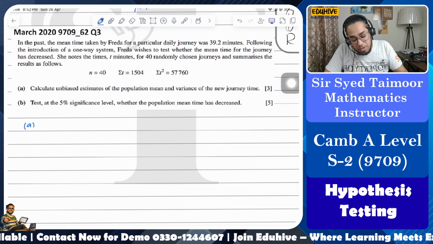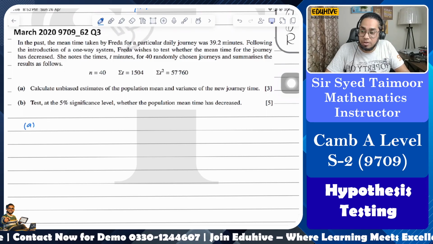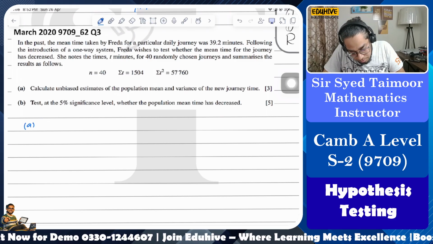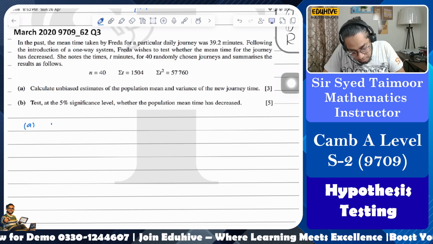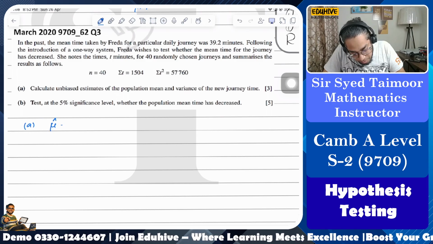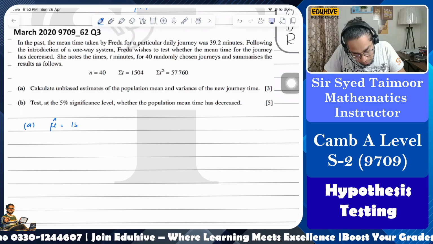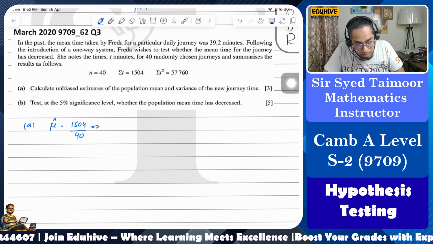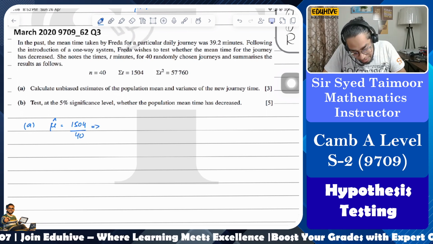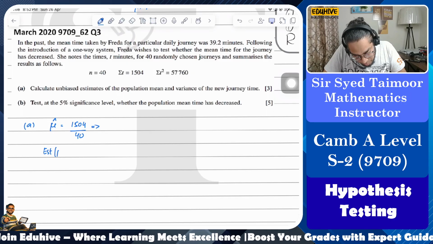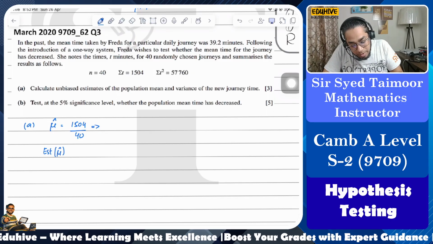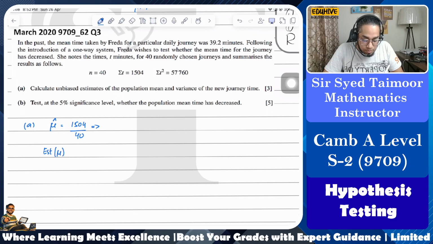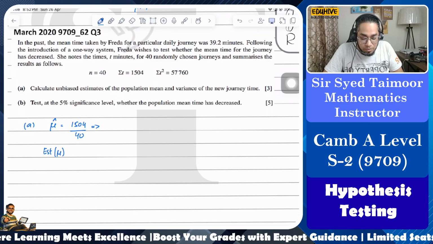Okay, what is in A? They're asking to calculate the unbiased estimate of the population mean and the variance of the journey time. So unbiased estimate of the population mean will be mu cap, no? Yes. Or you can write estimate cap. No, estimate mu only. It's not a population, this one is unbiased.